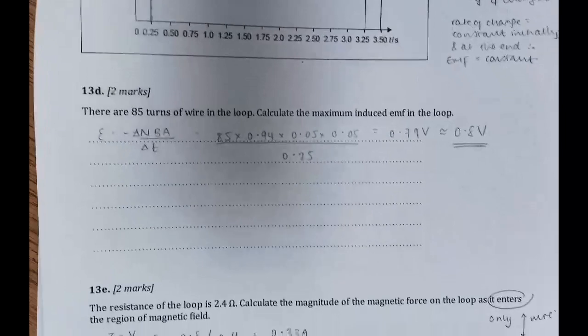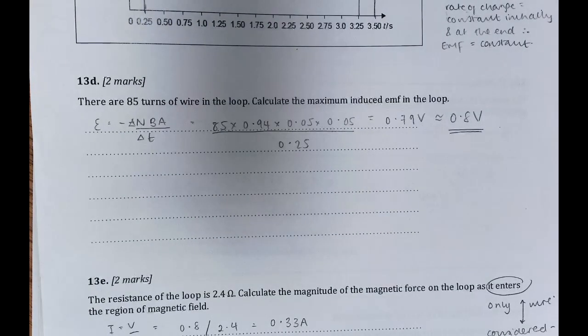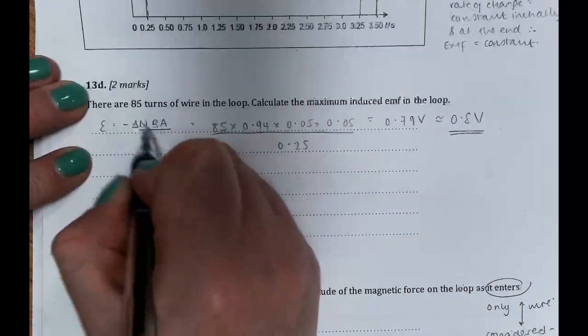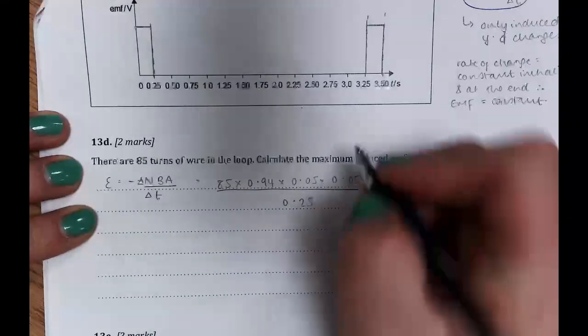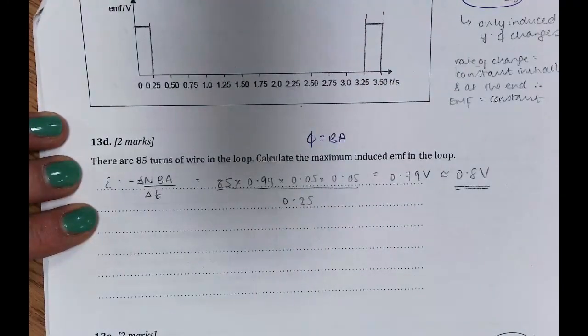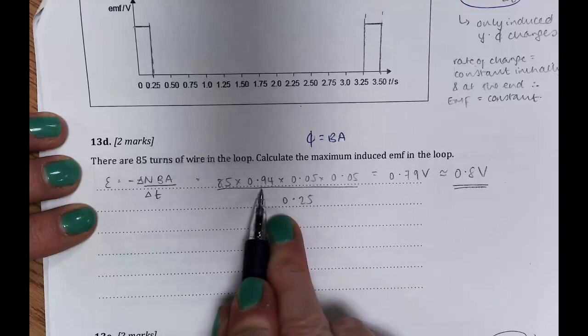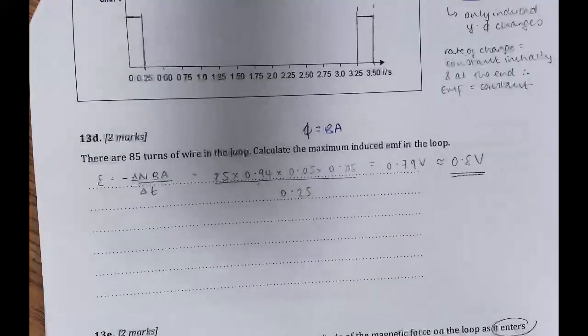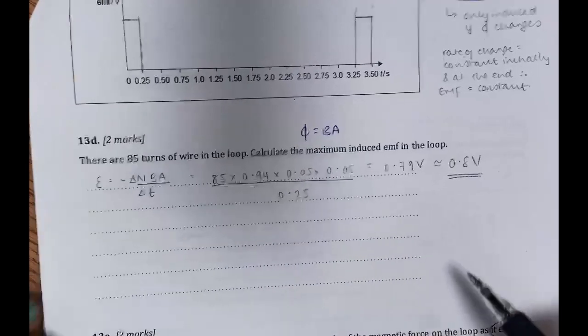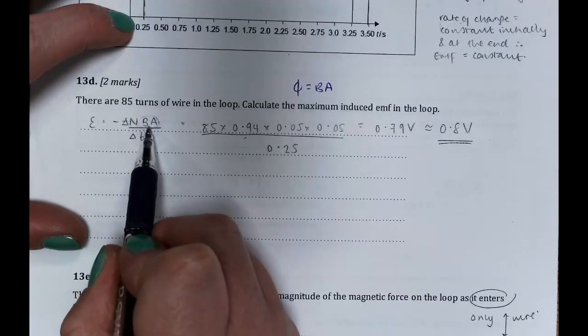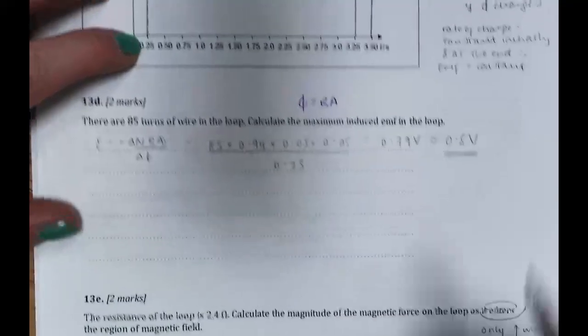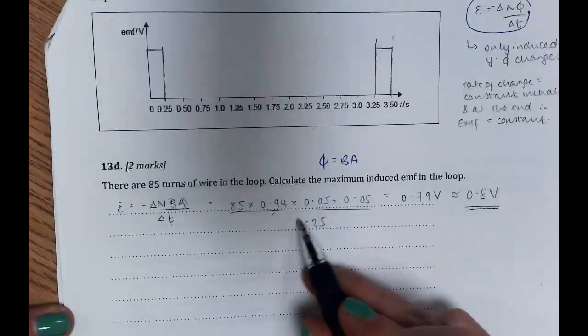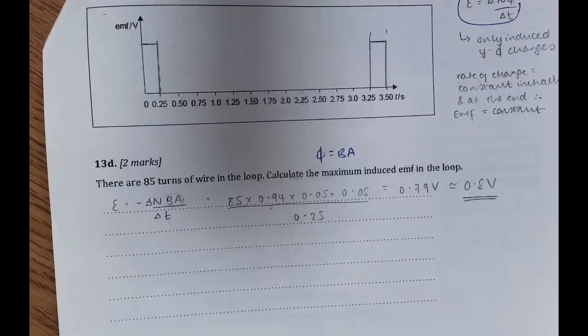In 13D, it says there are 85 turns of wire in the loop. Calculate the maximum induced EMF in the loop. So again, we take rate of change of flux linkage. This time I've expressed flux as BA because that's more helpful to me. That's what flux is, we know this. We need N for the number of turns, so we've got 85, lots of B, the field strength, multiplied by the area. In meters, that's 0.05 squared, because it was a 5 centimetre by 5 centimetre loop, divided by the time it took for the EMF to be induced. It changed that amount of flux that we have here as a maximum. We went from 0 to BA in 0.25 seconds. You do not do 3.5 here. The change of flux did not occur over 3.5 seconds, it occurred over 0.25 seconds, and that gets me 0.8 volts.